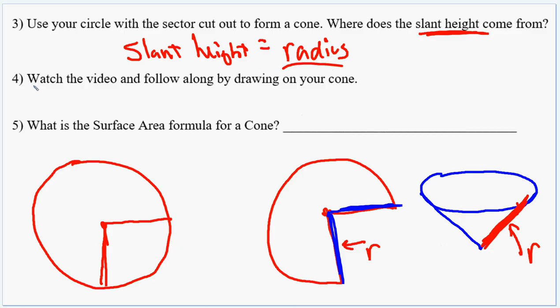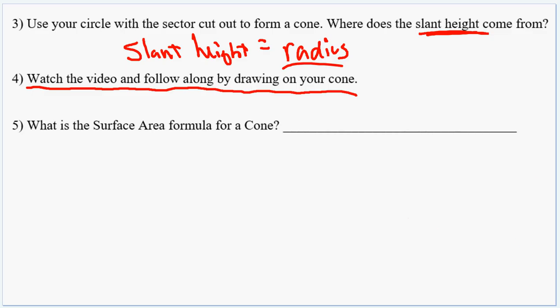Now here it says part 4, watch the video and follow along. There's a 3.5-minute video that we found on YouTube that shows how to turn a flat shape like this into the cone and come up with the area. I will put a link to that video in the description of this video here on YouTube. But what we're going to come up with here, let me get rid of this.